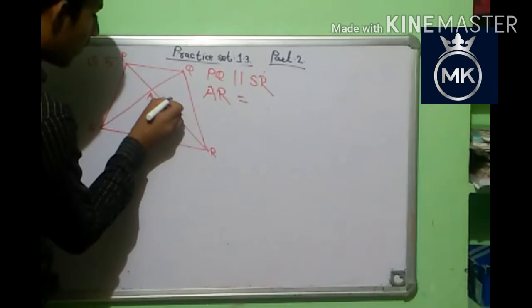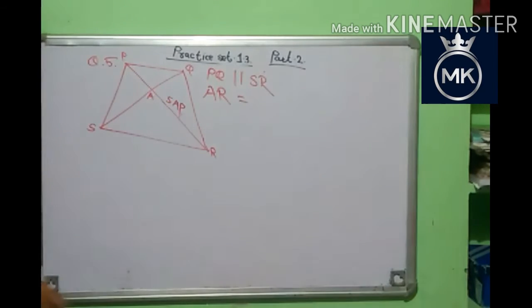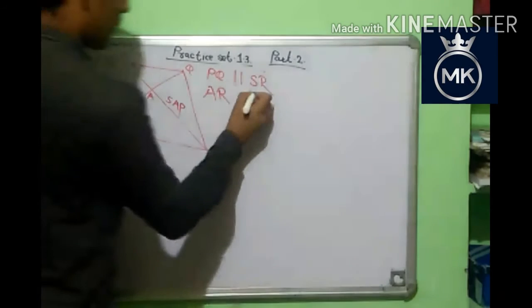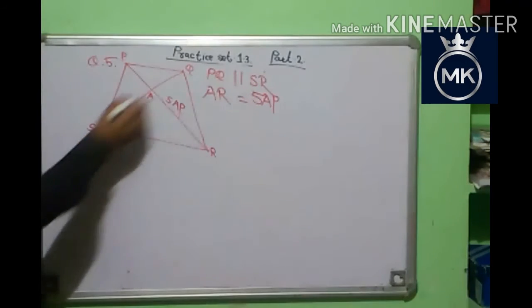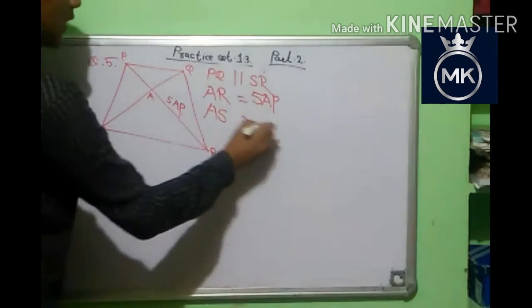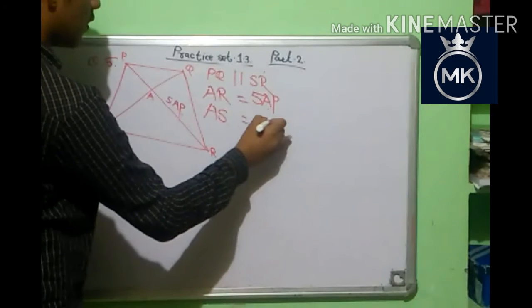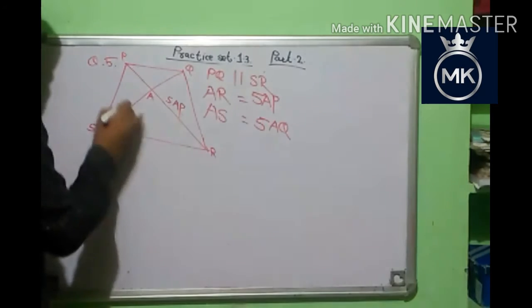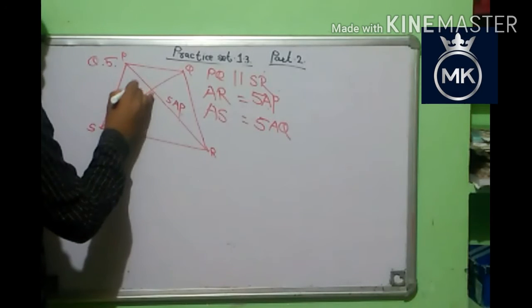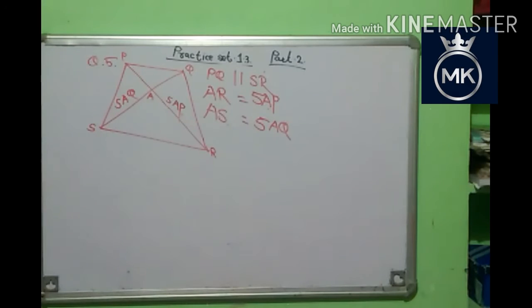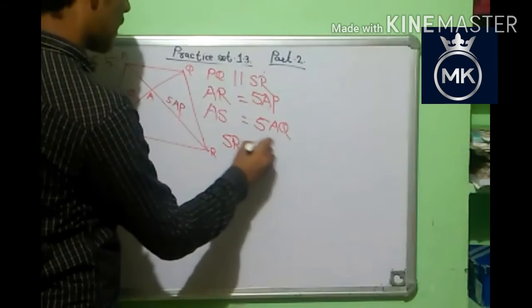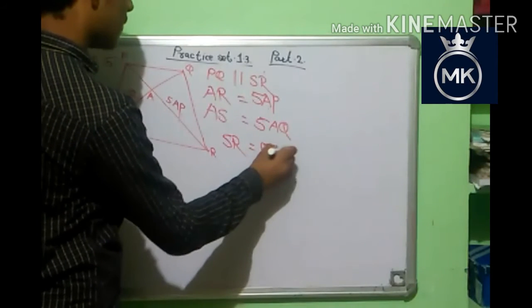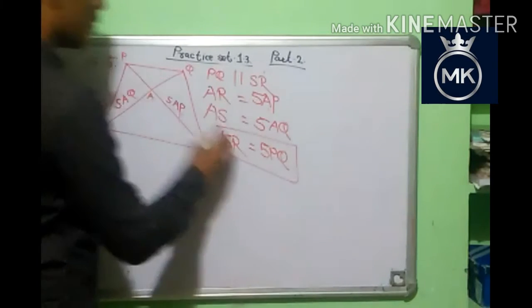The value of AR is 5 times AP. Then the value of AS is 5 times AQ. So we have to prove that the value of SR is equal to 5 times PQ, 5 into PQ.